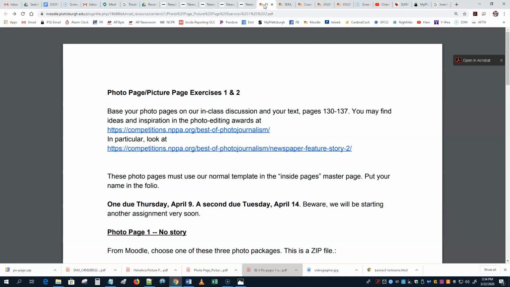Okay, it's time to talk about picture pages. Picture pages are a fantastic resource. Photographers love them. Page designers love them. Unfortunately, these days we don't see them quite as often because they take up a lot of space, and sometimes we don't have the space in publications for them.